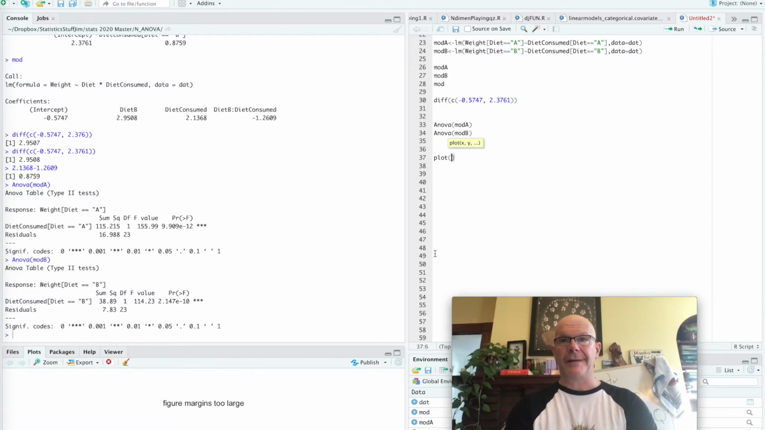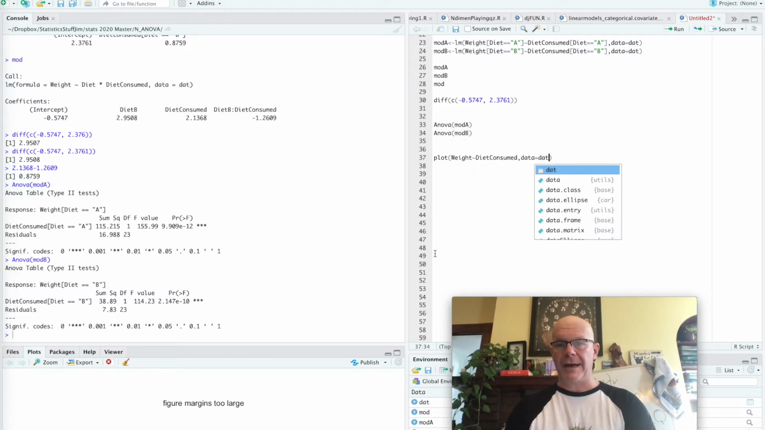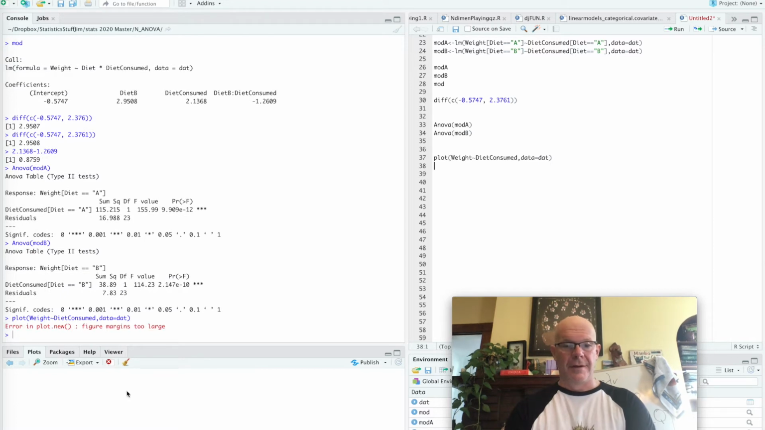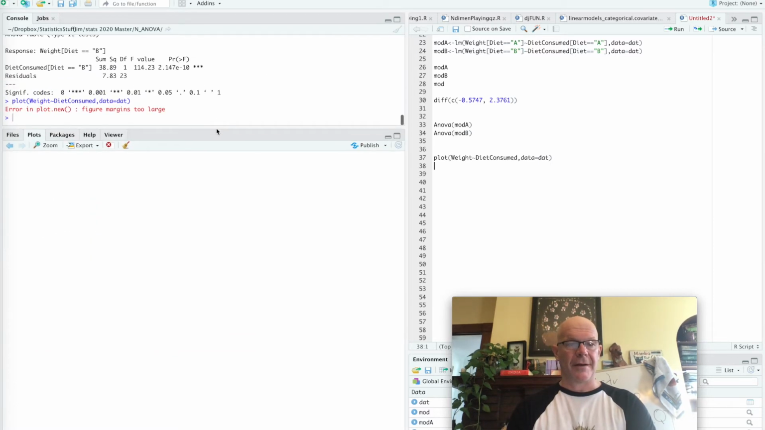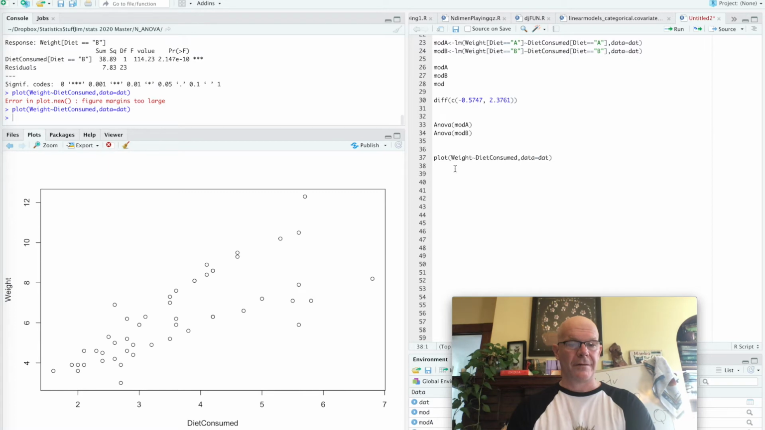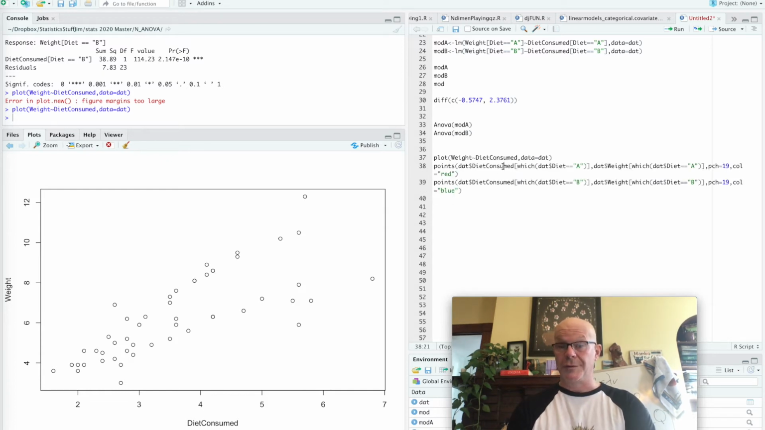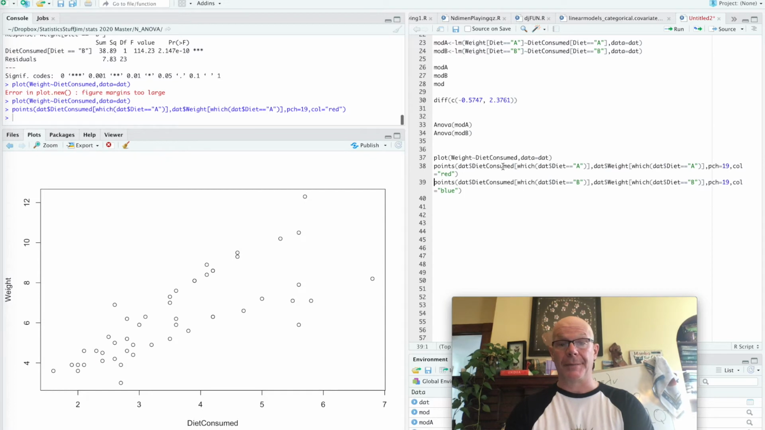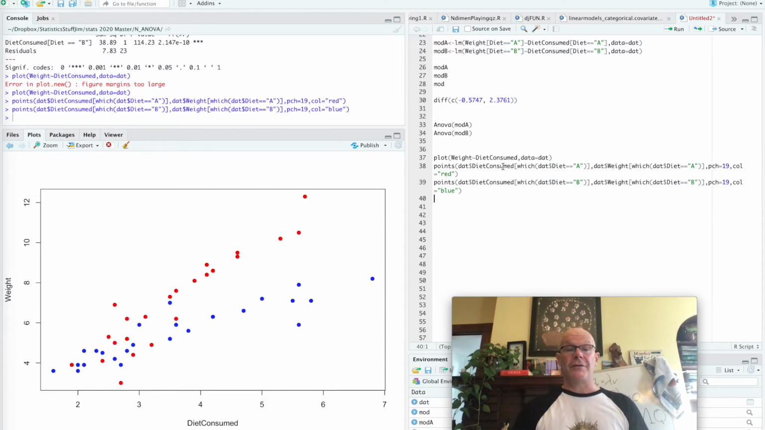So I'm going to say plot weight is some function of diet consumed, and the data that we're playing with is that. And I should probably make this big enough so I don't get that error message. That's helpful. Okay, so here's all of our data. And now what I'm going to do is color code our points again. I'm going to make diet A red and diet B blue, just because, again, the goal here is a really pretty plot. Okay, so here's our two different diets.